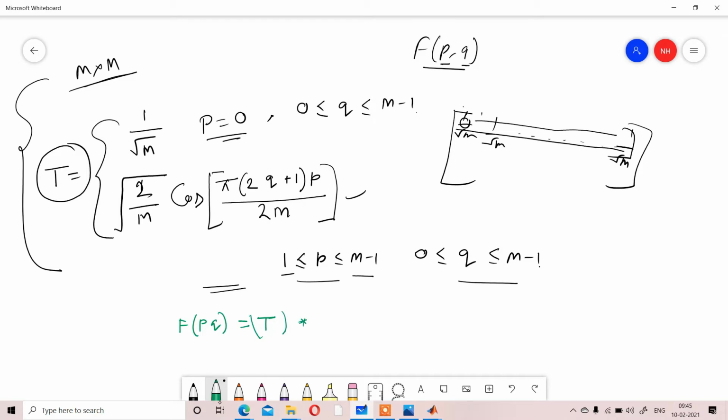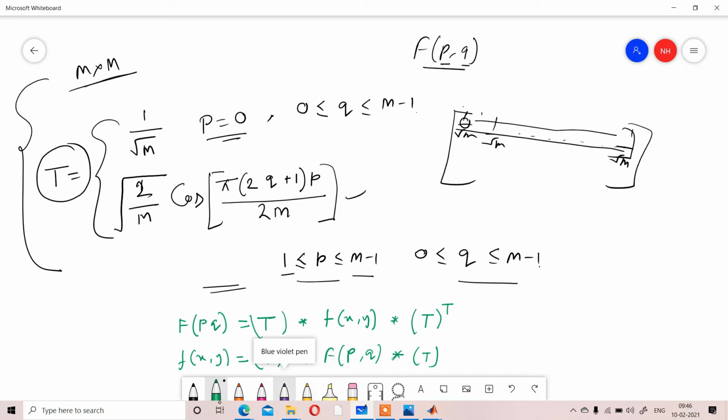as the transformation matrix multiplied by the image f(x,y) multiplied by the transformation matrix transpose. Okay, and similarly from here, if you calculate f(x,y), you will get the transformation matrix transpose multiplied by F(p,q) multiplied by the transformation matrix.